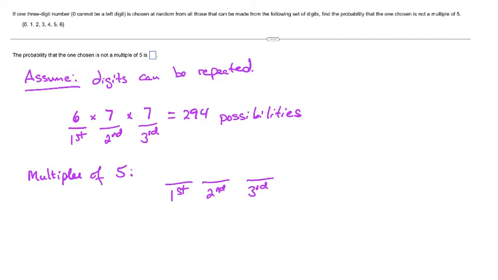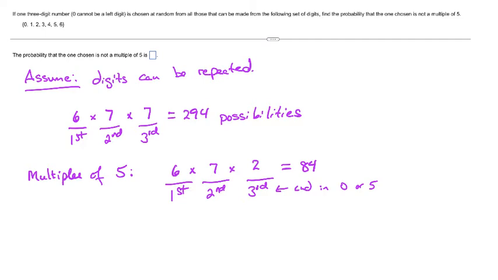So for our first digit, we can have, again, any of the 1, 2, 3, 4, 5, or 6, so we have 6 possibilities for our first digit. We have no constraint on our second digit as well, so we have 7 possibilities for that one. But in order for our number to be a multiple of 5, the final digit must end in 0 or 5. And so for our last digit, we have only 2 possibilities for that one. This gives us a total of 84 possible multiples of 5.